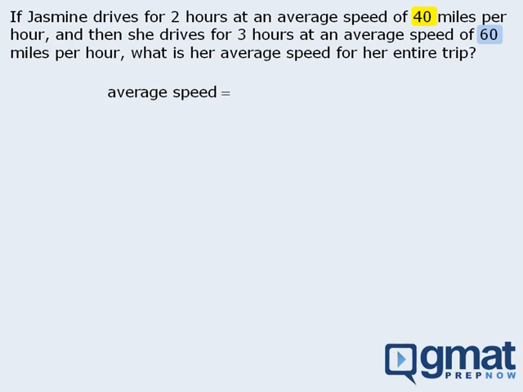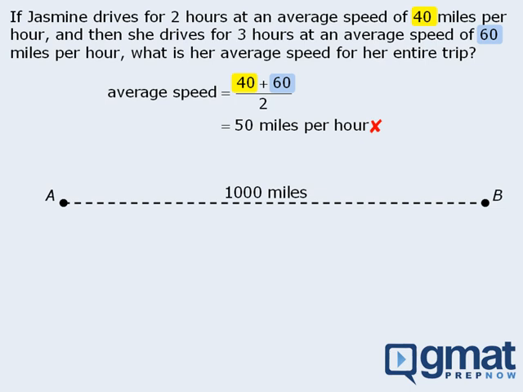Now, a common mistake here is to find the average speed by adding the two speeds and dividing by 2 to get an average speed of 50 miles per hour. This conclusion is incorrect, and we can see why it is incorrect by examining the following example.